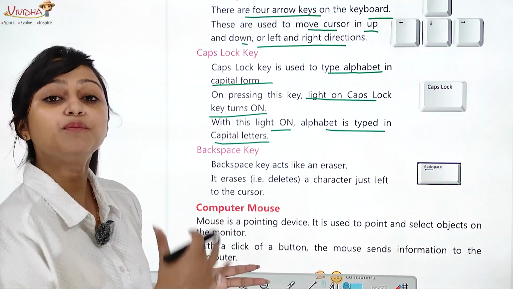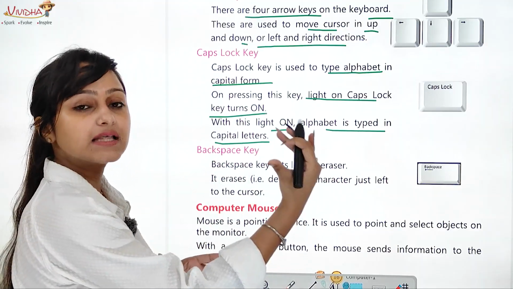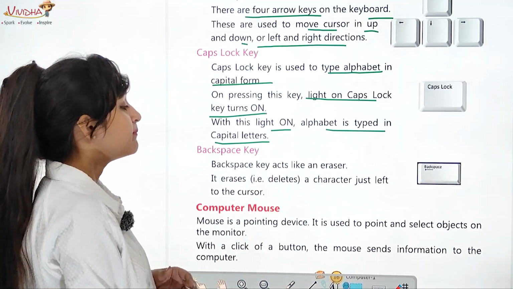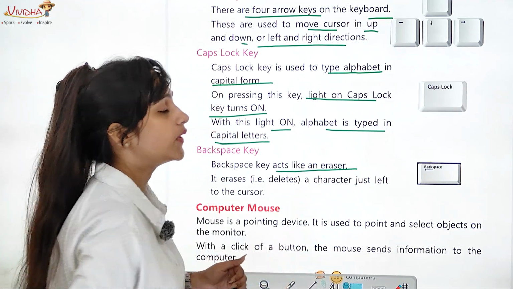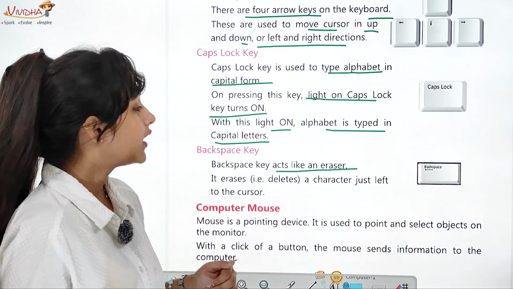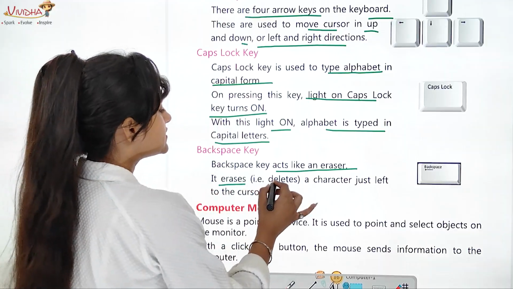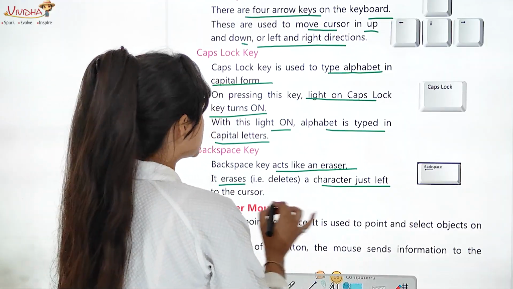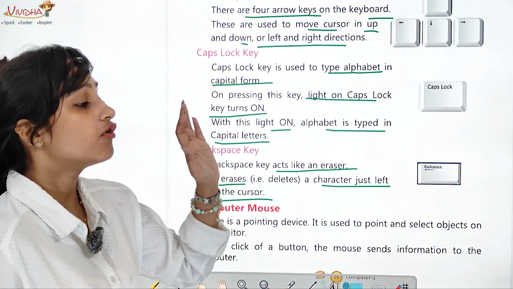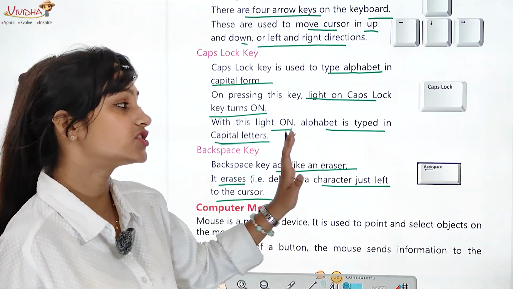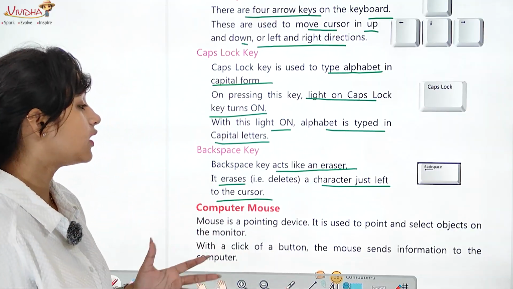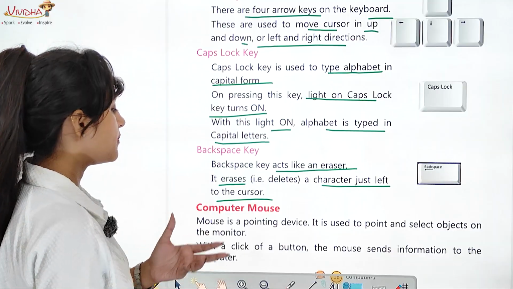Now let's talk about the backspace key, which deletes letters backward. The backspace key acts like an eraser. It erases or deletes the character just to the left of the cursor. Now, what is a computer mouse?